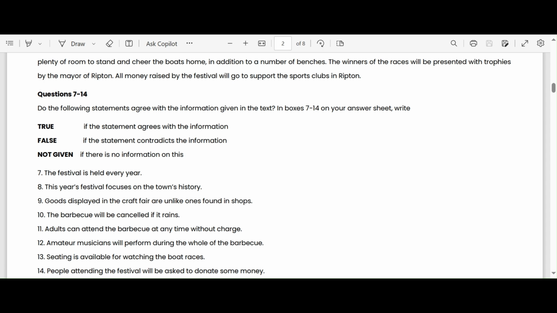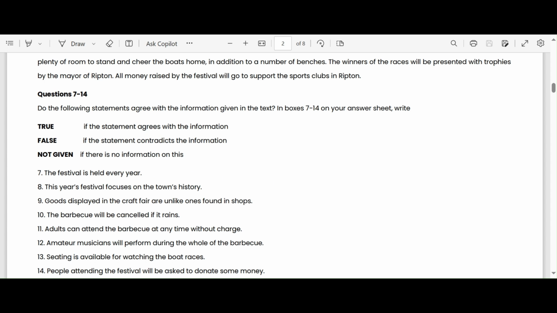And what is not given? Not given is of two kinds, right? First, either it is not given, there is no mention of such a thing in the paragraph. And the second is if a partial statement is given, that does not match either with the true or with the false. That also falls into the not given category, right? Let's look at these questions individually now.